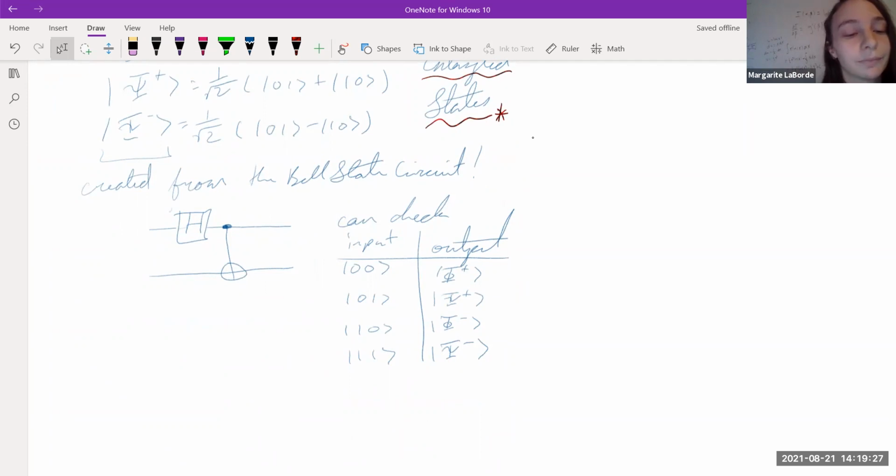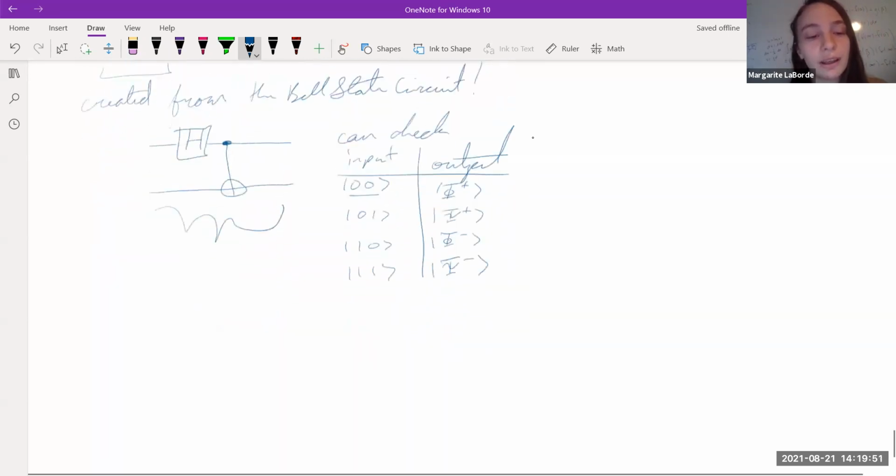And using these two gates, the Hadamard and CNOT, you can create all 4 of your Bell states just by putting in different inputs. And you can check this pretty easily by using the definitions of the Hadamard and CNOT we used before, that your 0, 0 gives you phi plus, and then 0, 1 gives you psi plus, and so on and so forth.